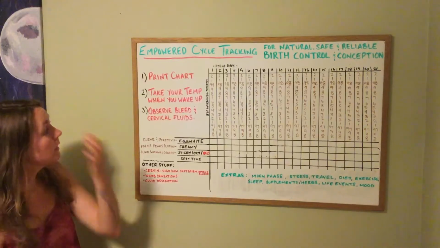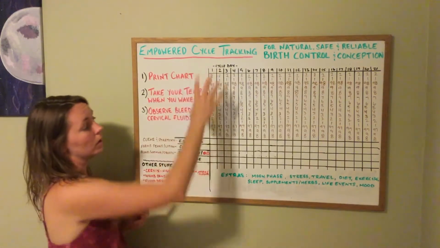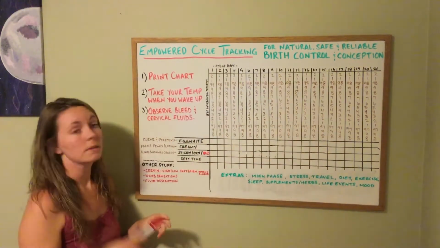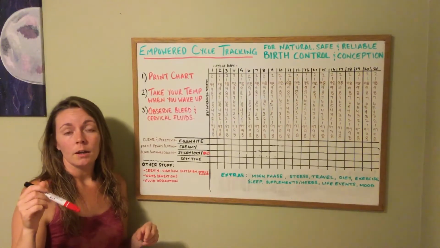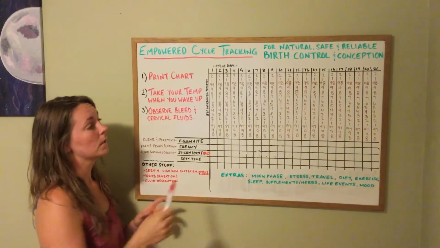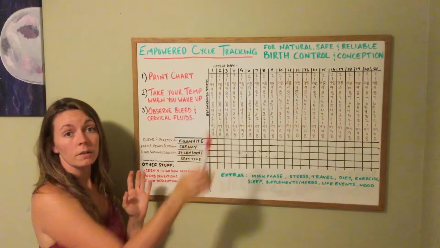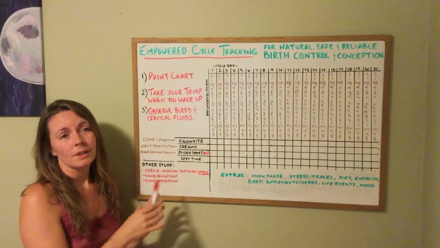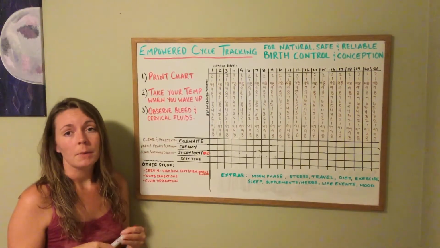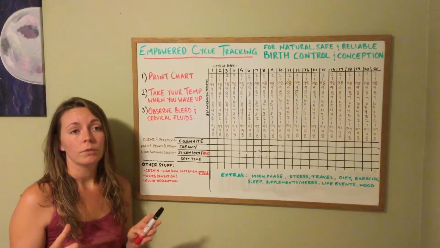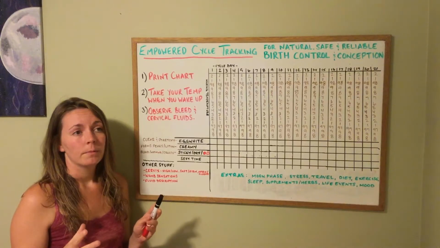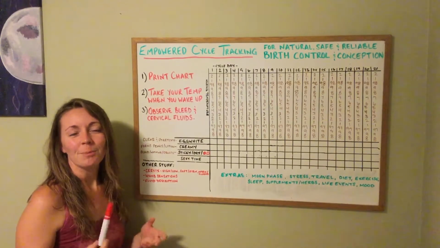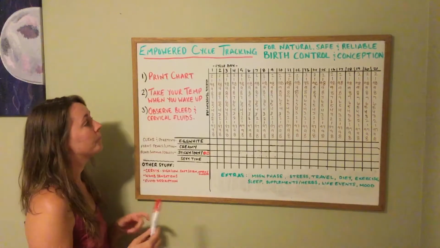So pretty simple. With your temperature, any chart will look like this, and there's a link underneath this for a chart that you can print up and use. You can use an app, but it's a lot easier to use the pen and paper method, and it gives you a much better overview. And there's just something special about pen and paper instead of using the app.